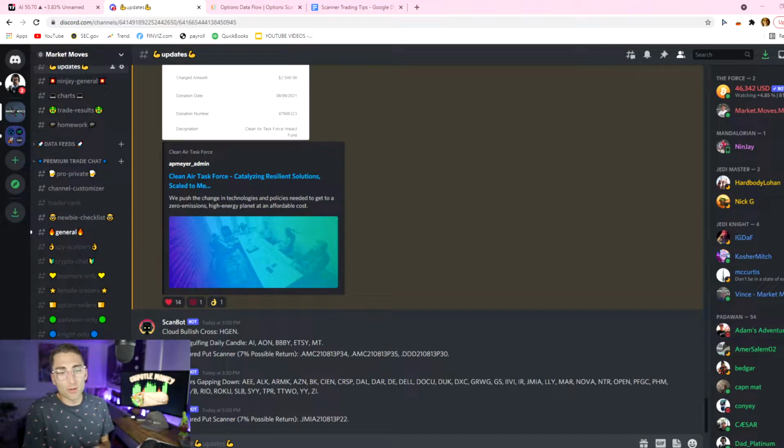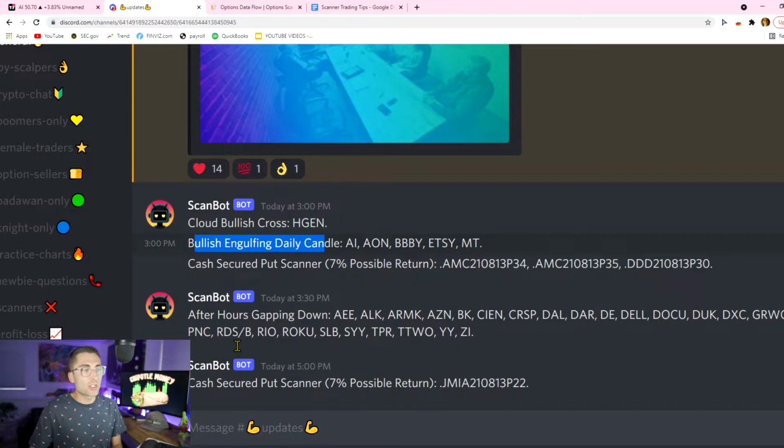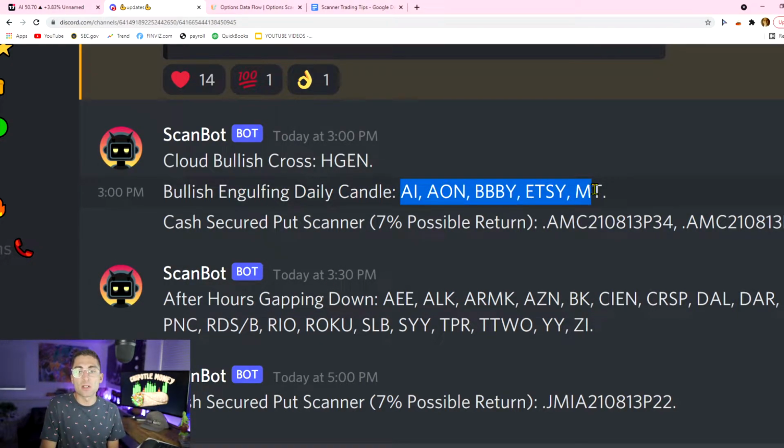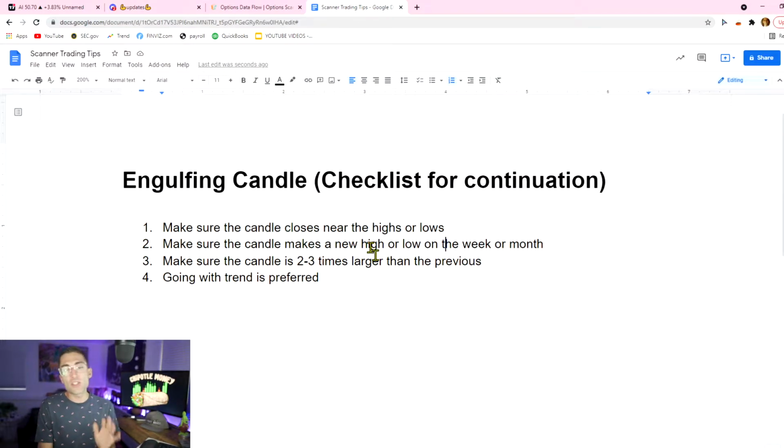All right, so today we're going over the bullish and bearish engulfing candle scanner, and we want to show you best practices on how to use it, as well as what looks good on the chart when this pops up. So we don't just blindly take scan results without really doing the due diligence. So here's the checklist I've made for the engulfing candle scanner.